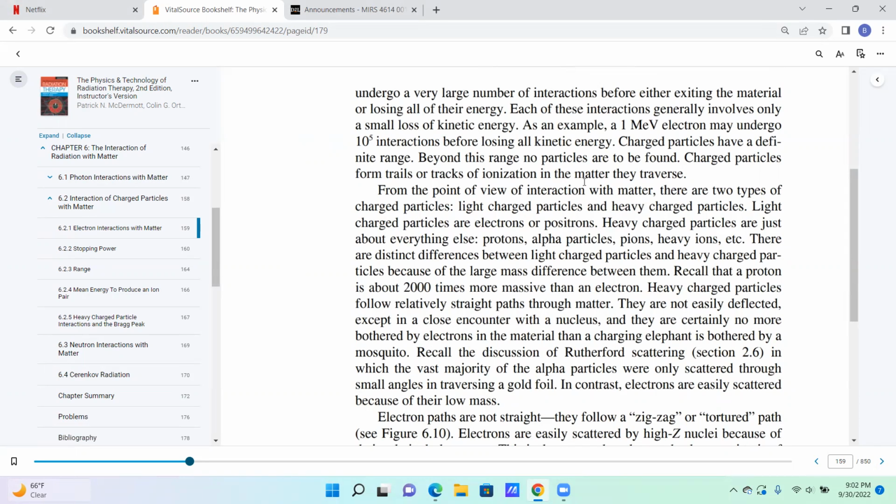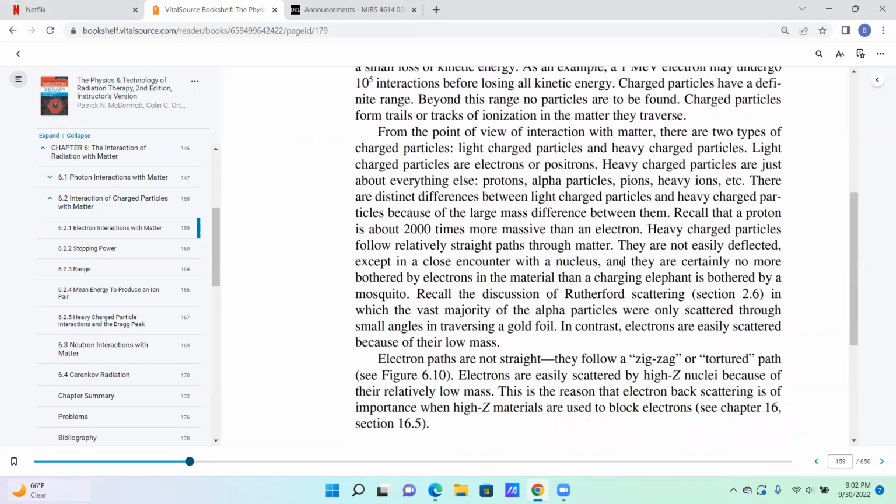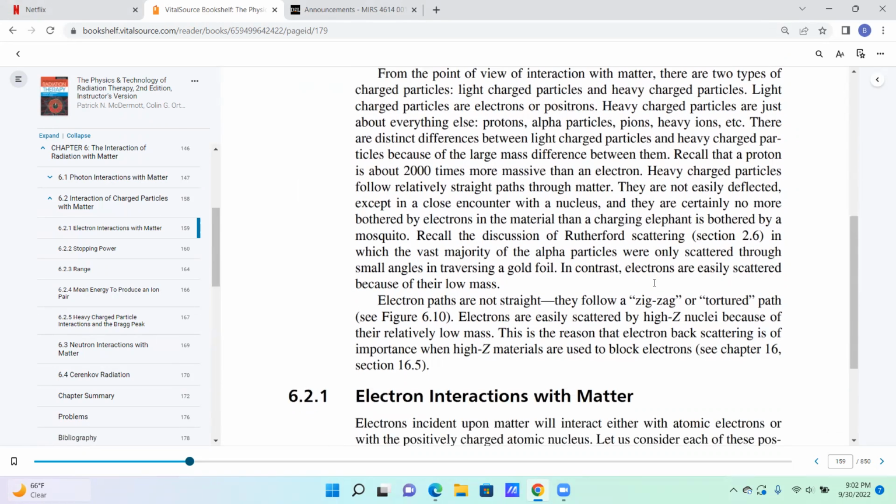So we've got two types of charged particles from the point of view of interactions. We've got light charged particles and heavy charged particles. The light particles are electrons or positrons, basically the smallest particle of matter that we know that we can manipulate. The heavy charged particles are everything else: protons, alpha particles, pions, heavy ions, and so forth. And there are going to be differences between the two because of the large mass difference. Remember that a proton is about 2,000 times the mass of an electron.